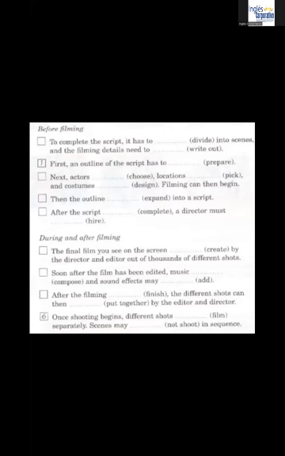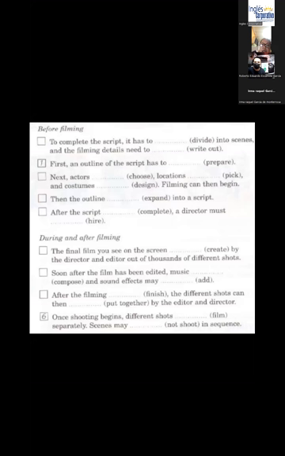In the telephone, pickers and customers are designed. Film can then begin. Okay, next. The outline is expanded into a script.